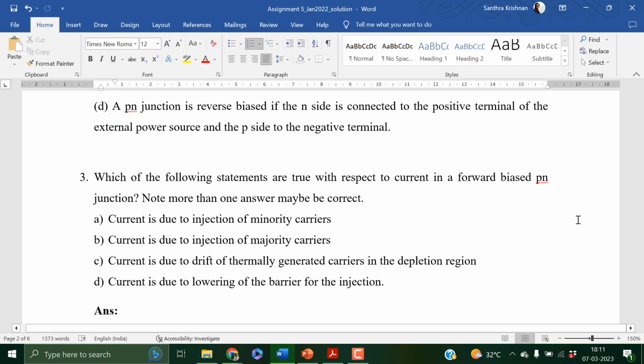Okay. Based on your general understanding of a PN junction, how would it be? So current is due to injection of minority carriers or majority carriers or due to drift of thermally generated carriers? Minority carriers. No, majority carriers, ma'am. In reverse bias, minority carriers. Yeah, so that option is fine. B is correct. What about the other two options? In forward bias, it is due to majority charge carriers. Yes. Then drift of thermally generated carriers, will that be a right option in case of forward bias? Basically, in forward bias, it's a diffusion current, right? Yes, madam. Yeah.